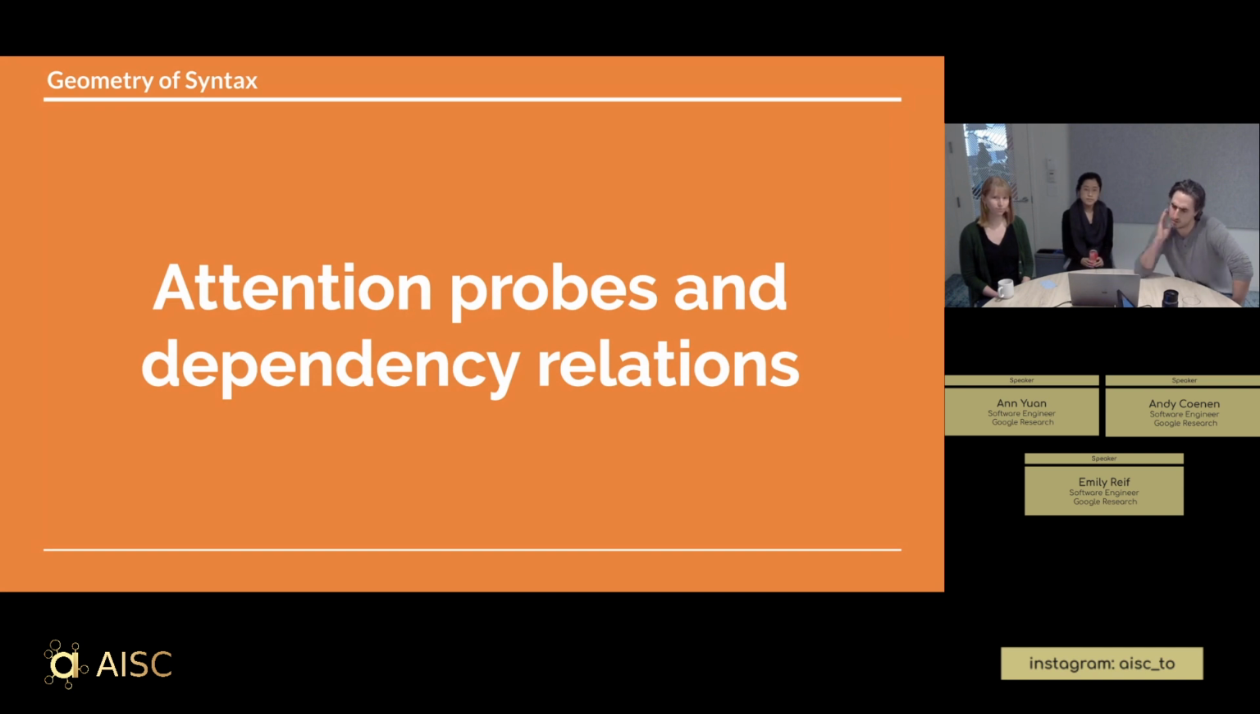So we started attacking this by looking into attention. This section is all about attention probes and dependency relations, and I'll get into a lot more detail on that. But we really wanted to leverage attention and look into attention as maybe the spot or the feature of the language model that was really mediating this sort of syntactic representation, or at least an approximation of it.